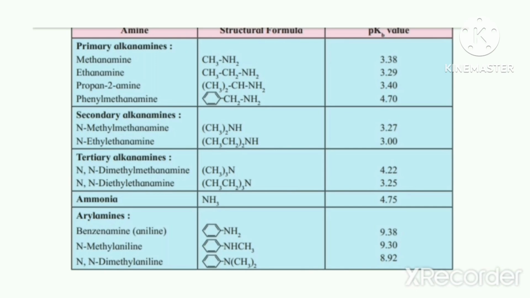Okay, see this reaction. All aromatic amines have the values 9.38, 9.30, 8.92, which are larger than the previous ones, because aryl amines are weaker bases than ammonia and primary amines, as the pKb value is more. Aromatic amines have higher pKb values. I hope all of you follow this.